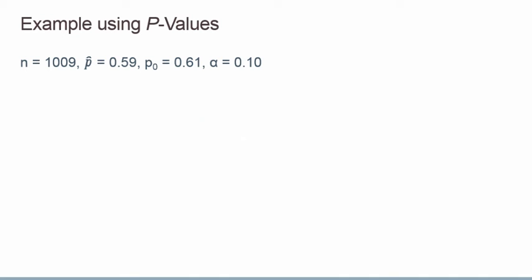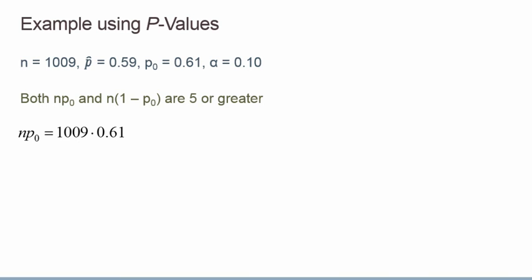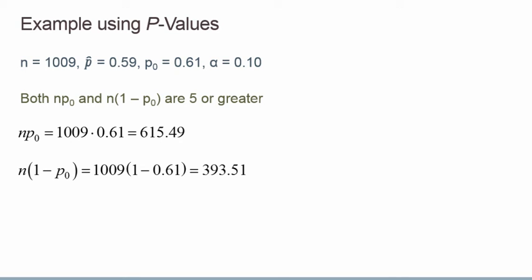First, we have to decide if it's appropriate to use the 1 proportion z-test. Both n times p sub 0 and n times (1 minus p sub 0) are 5 or greater. n times p sub 0 would be 1,009 times 0.61, and that gives us 615.49, which is greater than 5. Then we want to find n times (1 minus p sub 0), which is 1,009 times 1 minus 0.61, which is 393.51, which is also greater than 5. So yes, it's appropriate.